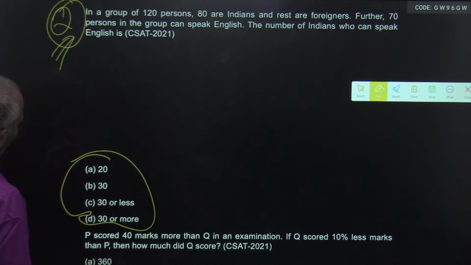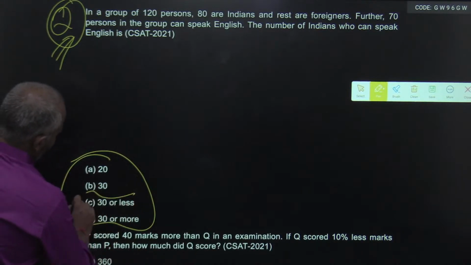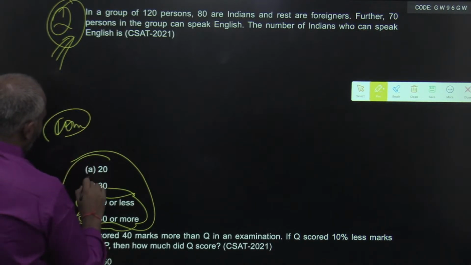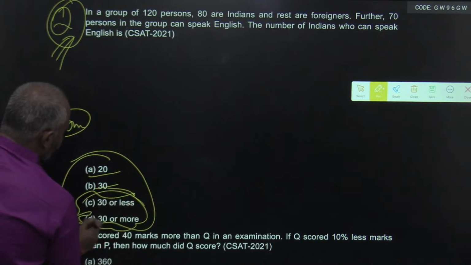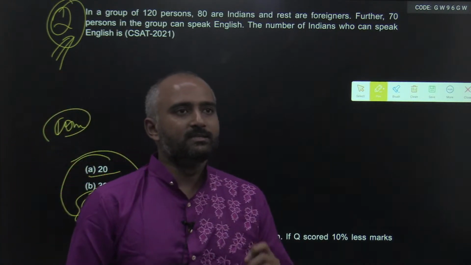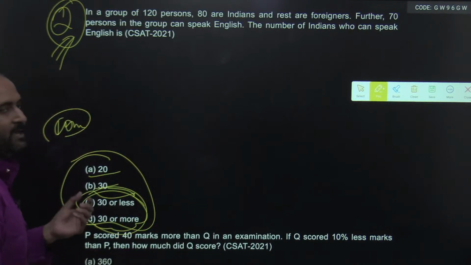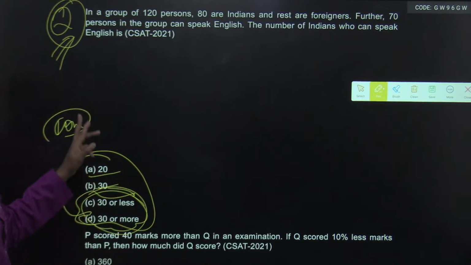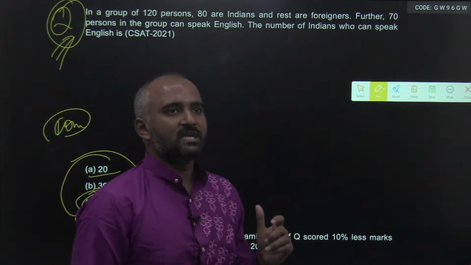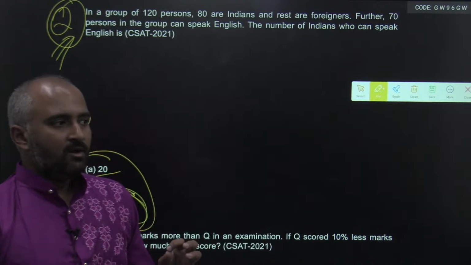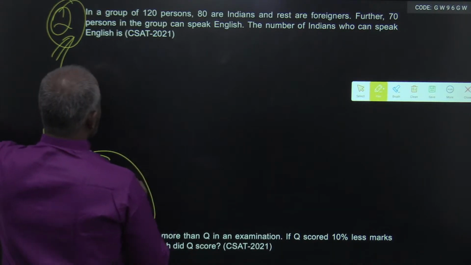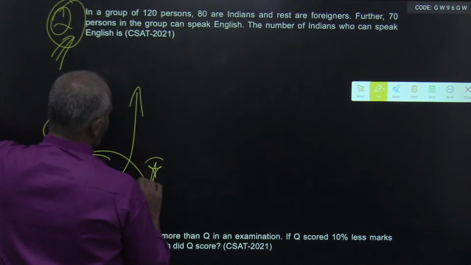You see, once you see the options here, rather than giving a concrete value like 20, 30, 40, 50, he has given us a range: 30 or less, 30 or more. That means from this only you should get an idea that there is some sort of manipulation or some sort of adjustment involved. Remember this observation.